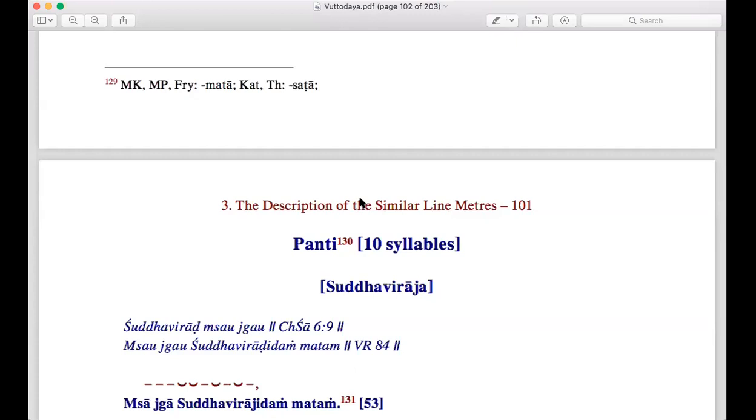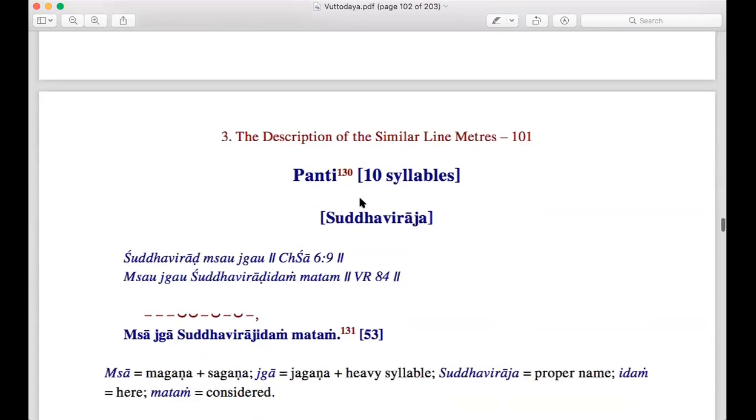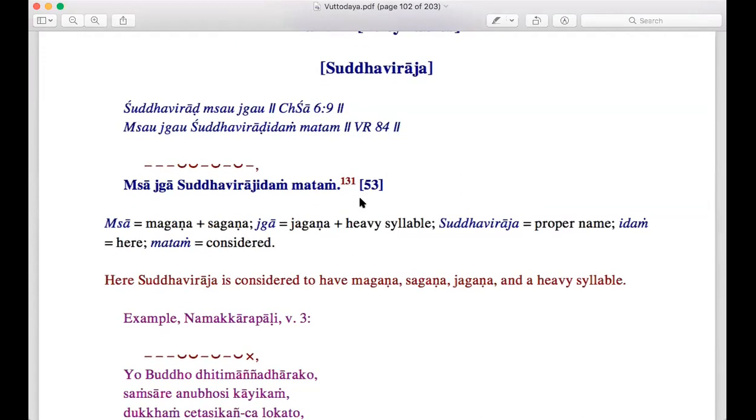So yeah, let's move to Panti because we don't have any questions and we have 5 minutes remaining. Panti is 10 syllable verses. Panti is the generic name. It's the name of the group. We call it in Pāli Panti Chanda. So the first verse in Panti is Suddha Viraja. Suddha Viraja. Msāchka Suddha Virajitang. Suddha Virajidang Matang.